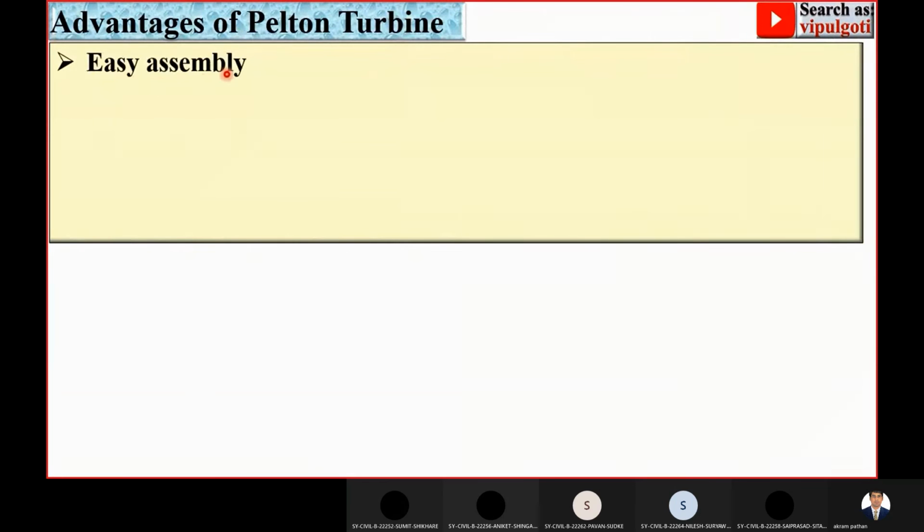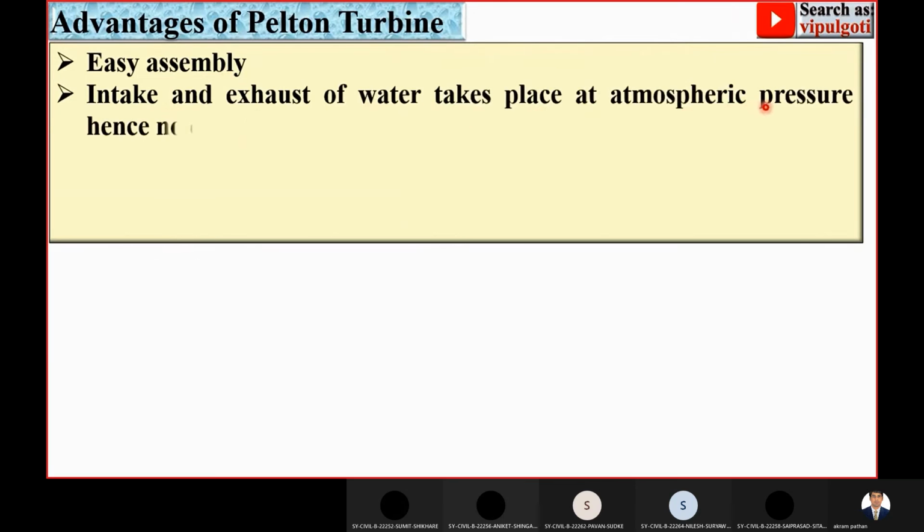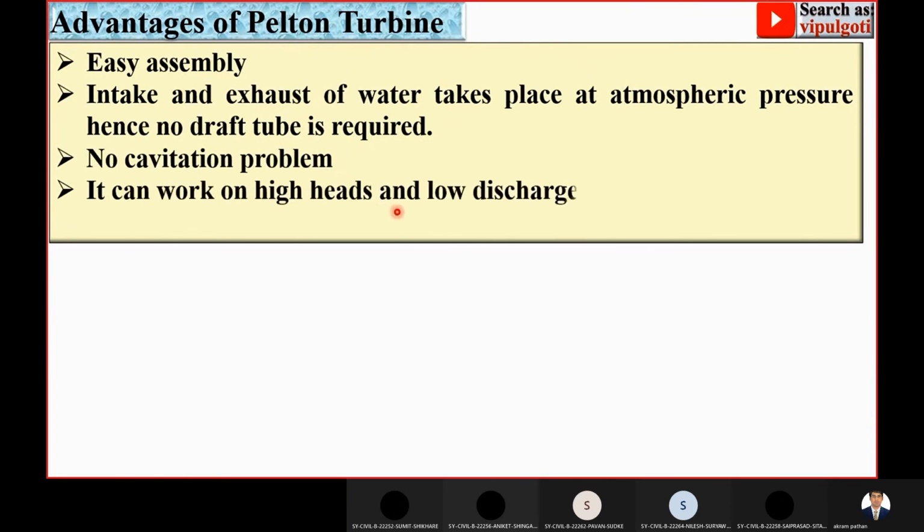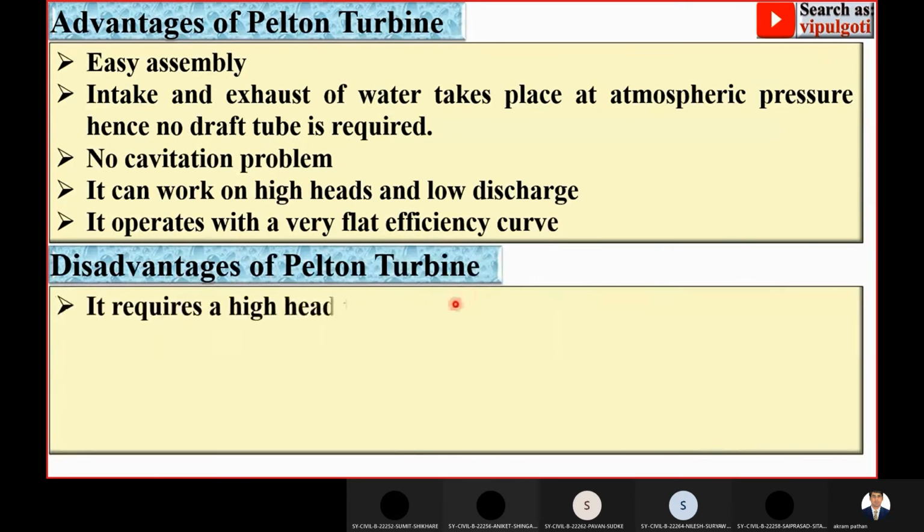Then what are the various advantages and disadvantages of the Pelton wheel turbine? Easy assembly, we can easily assemble the component parts. Intake and exhaust of water take place at atmospheric pressure, and hence no draft tube is required. So a draft tube is a pipe which is required to maintain the head of the turbine. Okay, so no cavitation problem will be there. It can work on high head and low discharge. It operates with a very flat efficiency curve.